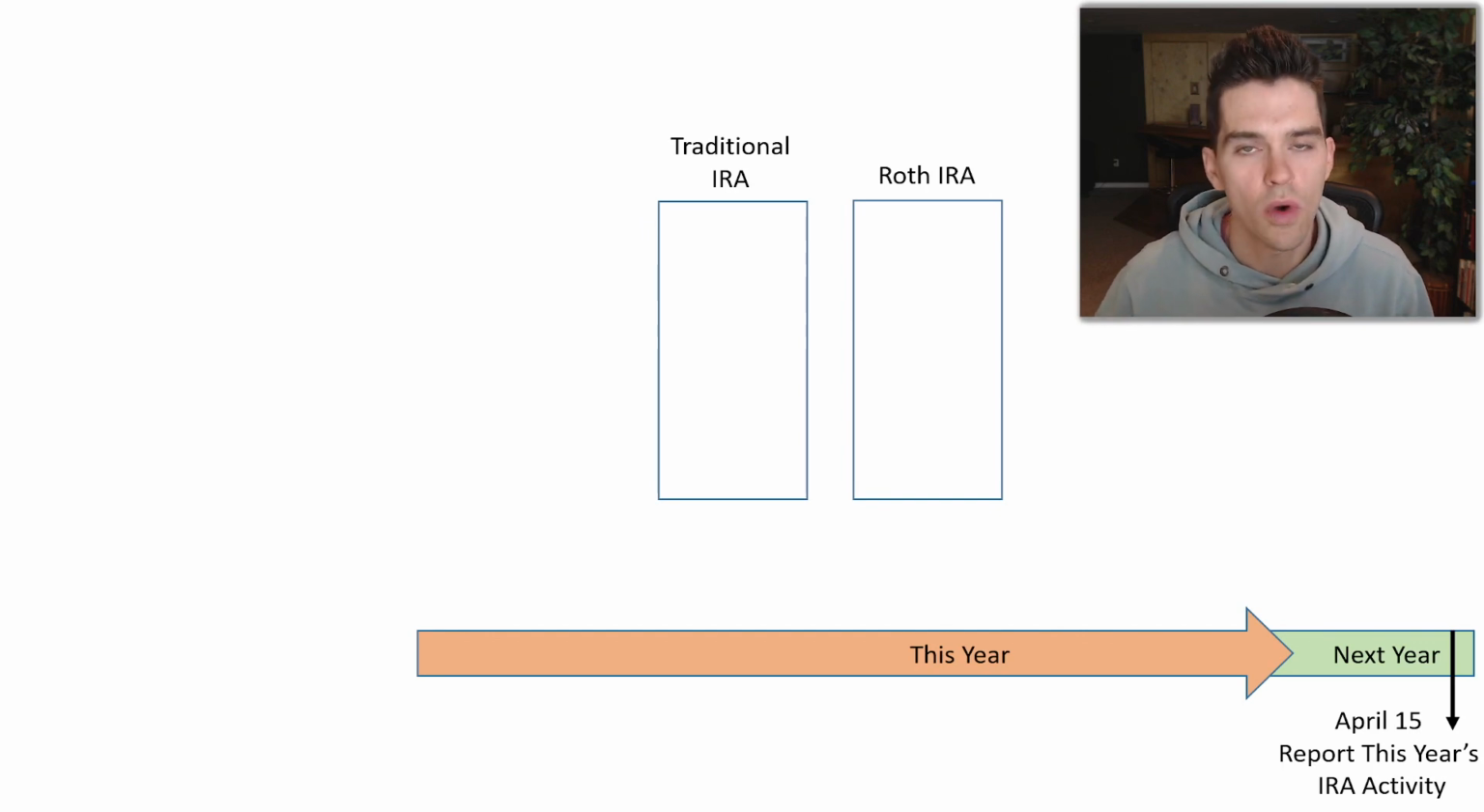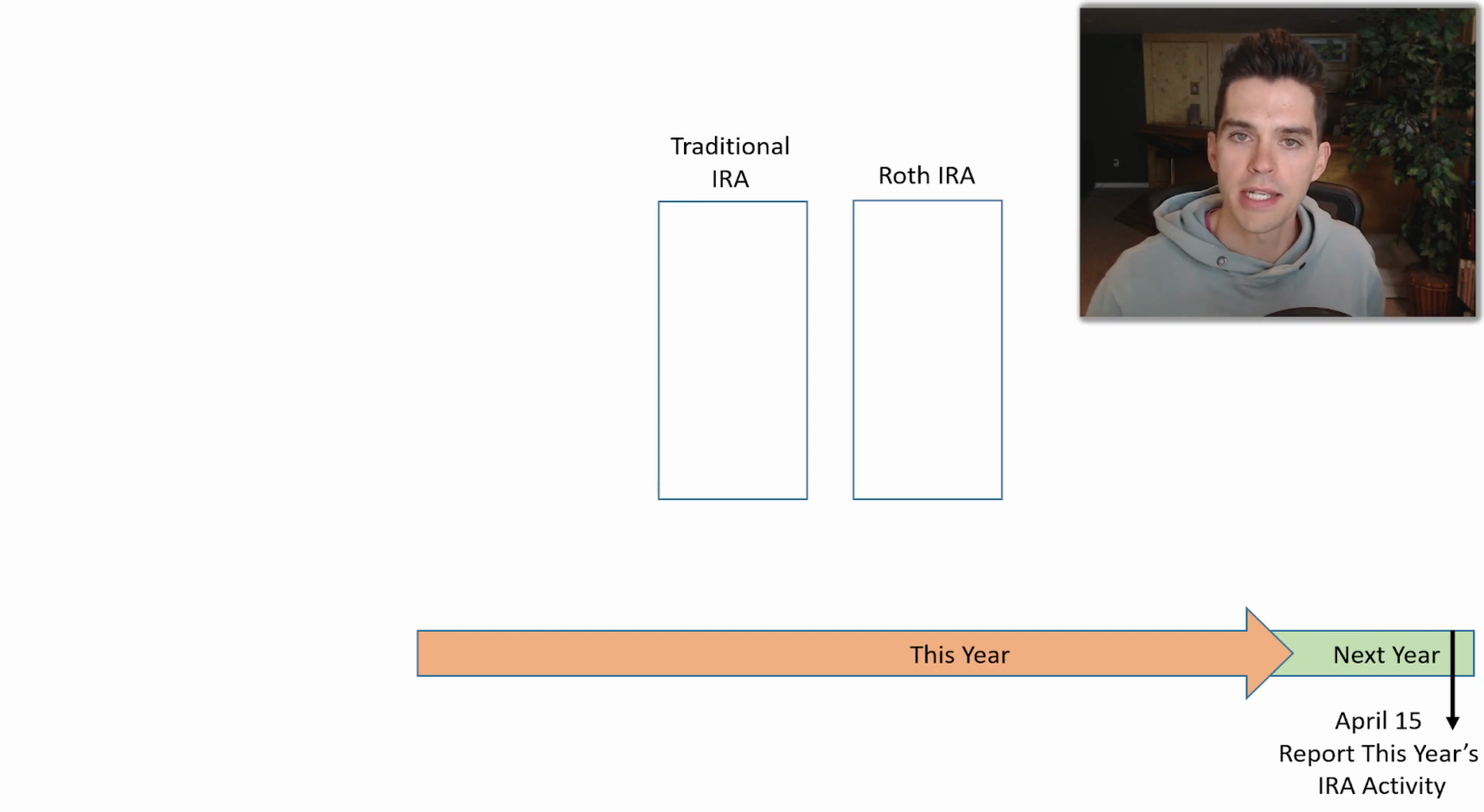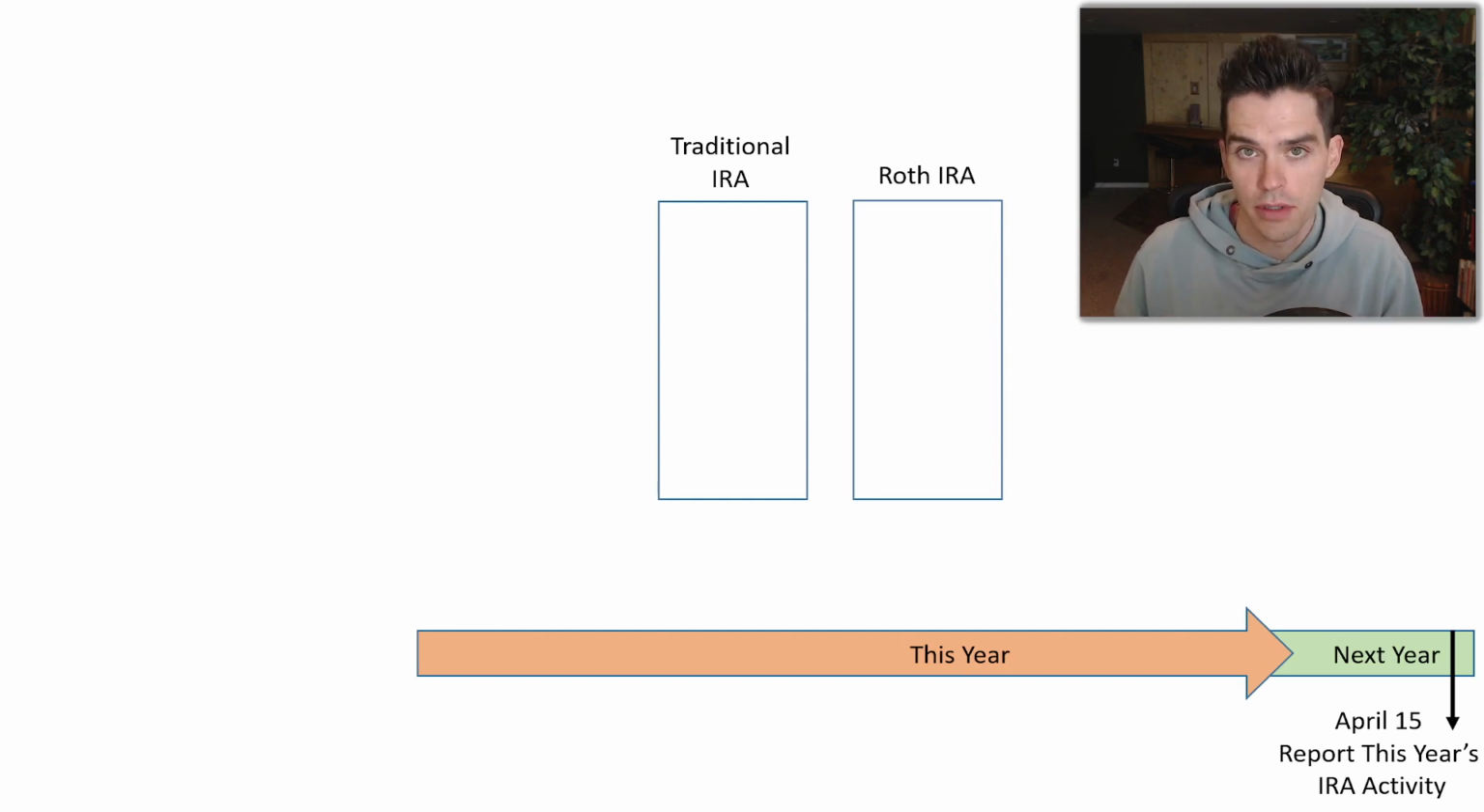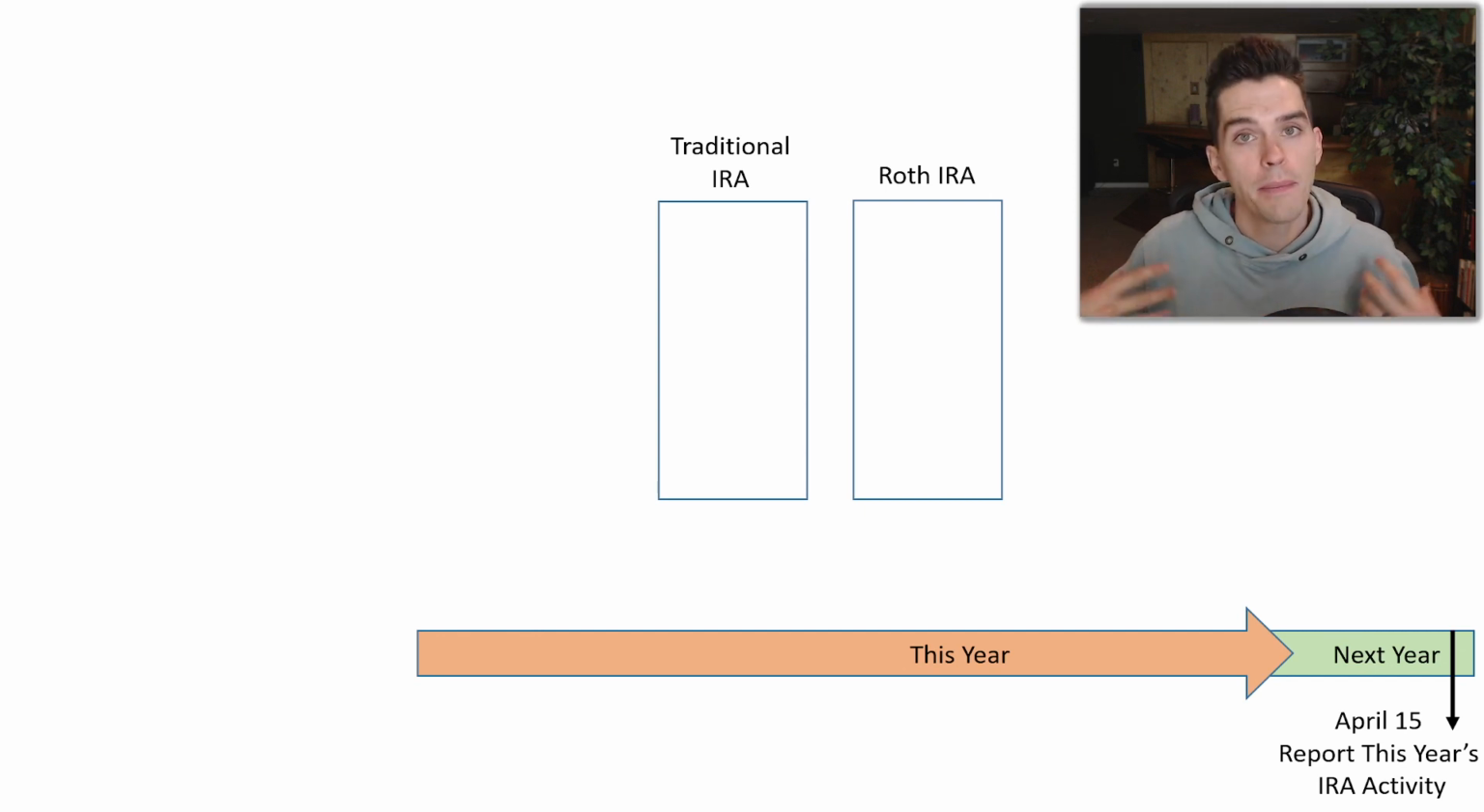This video assumes that you already know how a backdoor Roth IRA contribution works, but what I'm going to do is explain how you do a backdoor Roth IRA contribution for last year. You might know that before your tax returns are due, usually on April 15th, you can contribute to an IRA for the previous year. But what happens if you want to do that with a backdoor Roth IRA?